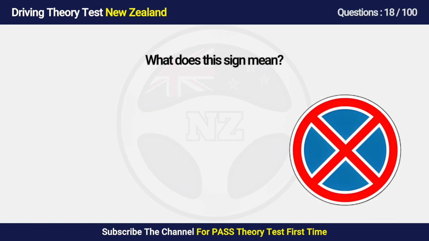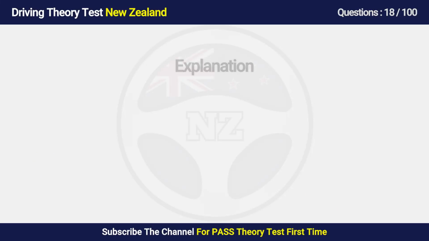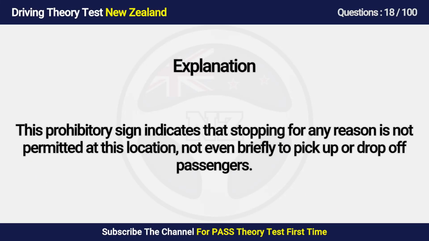Question 18. What does this sign mean? A. No parking. B. No stopping. C. No entry. D. Minimum speed limit. Answer is B. No stopping. This prohibitory sign indicates that stopping for any reason is not permitted at this location, not even briefly to pick up or drop off passengers.